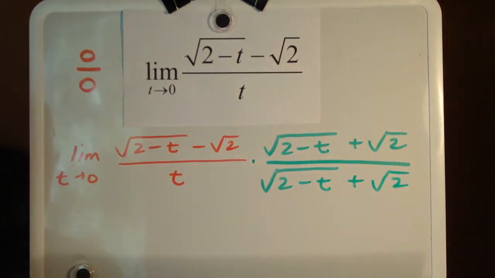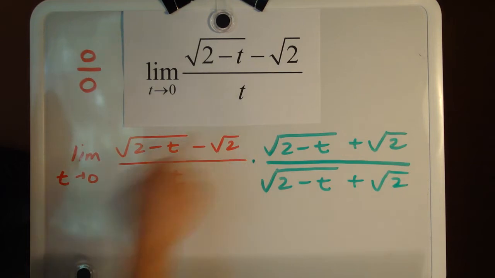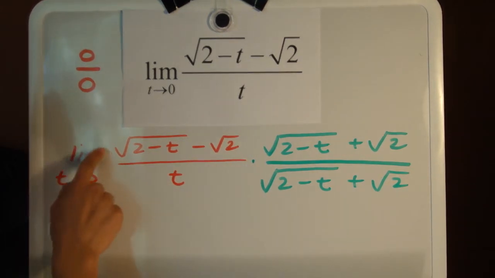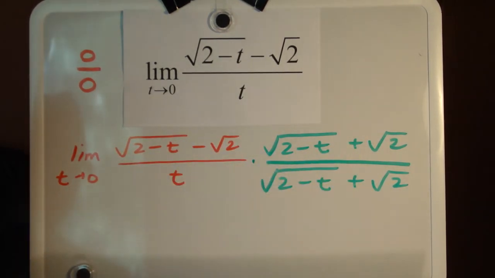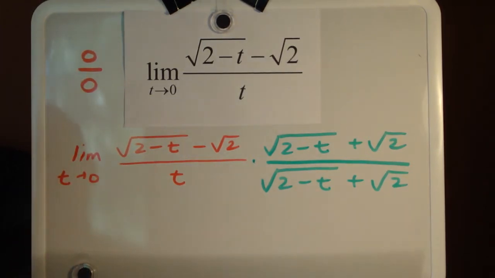Okay, so what are we doing here? We're just taking the exact same expression as we see in the numerator, just changing the sign in the middle. And if you look at what's in green, this is just the number 1 in disguise, something divided by itself. Then we're going to do a little bit of the algebra here and see what happens with this limit.